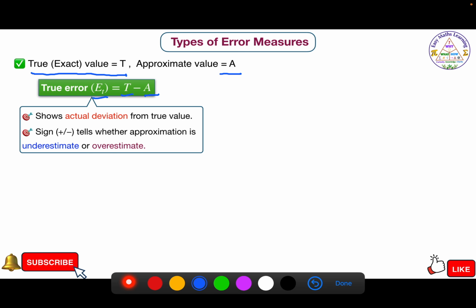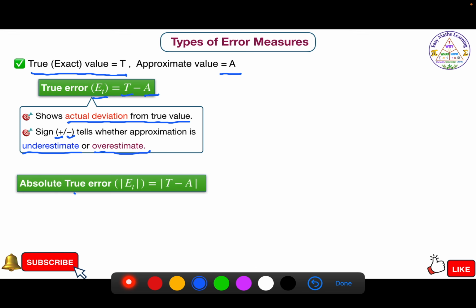True error shows the actual deviation from the true value. If true error is positive, it means our approximation is an underestimate. If error is negative, it means our approximation is an overestimate. Underestimate means the approximate value is less than the true value. Overestimate means the approximate value is greater than the true value.